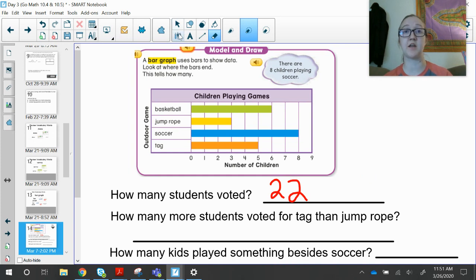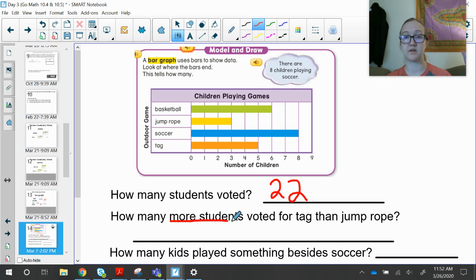So now what I'm going to do is how many more students voted for tag than jump rope? I want to think about this. They're not asking how many students voted for tag and jump rope. They're wanting me to compare how many more students voted for tag than jump rope. Okay, so I'm thinking about that. And the best way for me to do this is I want to get both numbers, and I'm going to put it into a box so I can compare them.